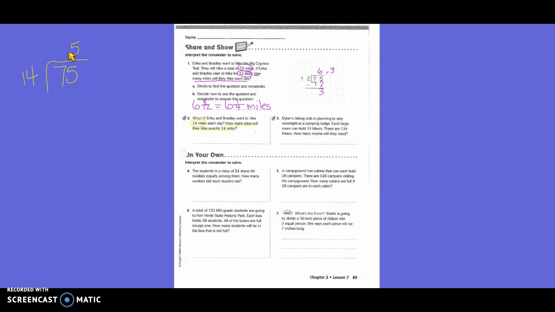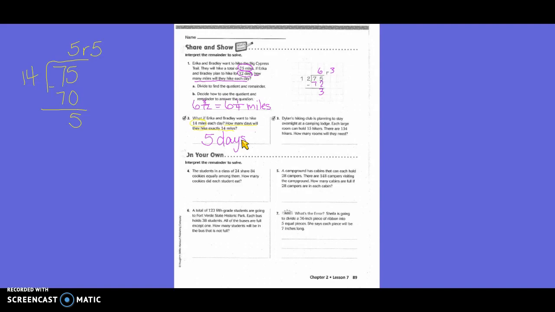5 times 4 is 20, so I put a 0, mentally carry my 2. 5 times 1 is 5, plus 2 is 7. So 75 minus 70 is 5. So 5 remainder 5. So how many days would they hike exactly 14 miles? 5 days. Now, if they wanted to get all their miles in, then it would take 6 days. But they only want to know how many days they would hike exactly 14 miles.